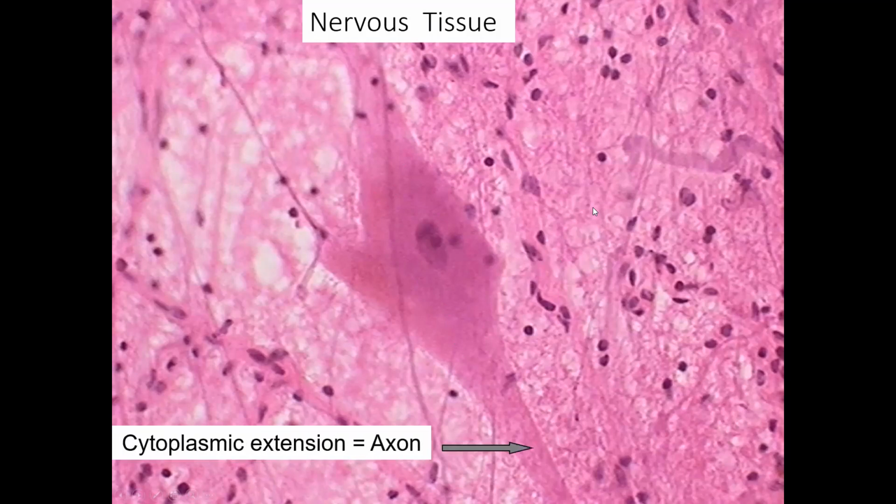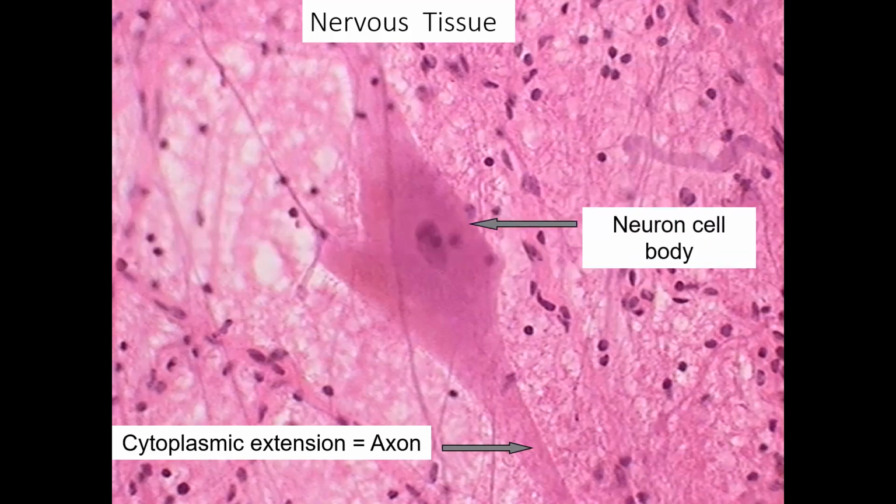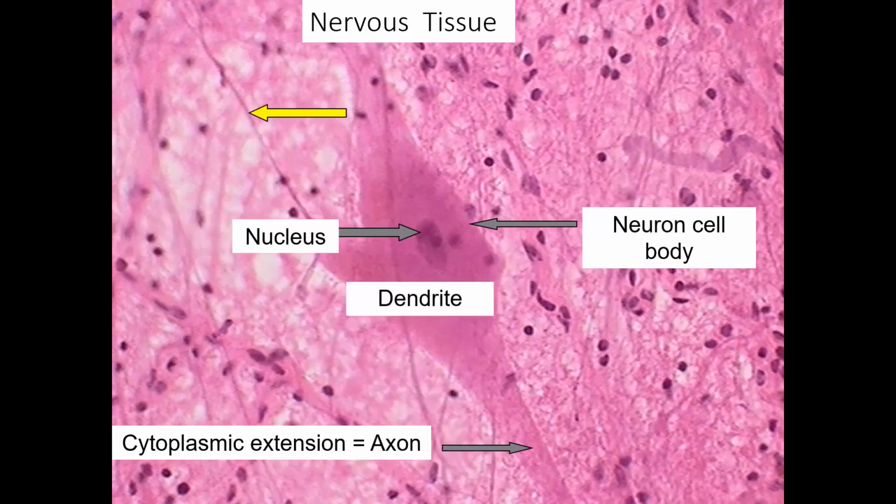So there's the axon. Every neuron will send its nerve impulse down its axon somewhere, either to the brain or to another neuron. But the axon is always the sending unit of the nerve cell. There's the neuron cell body. There's the nucleus of the neuron. There's a dendrite. A dendrite is the extension on the other side of the cell body.